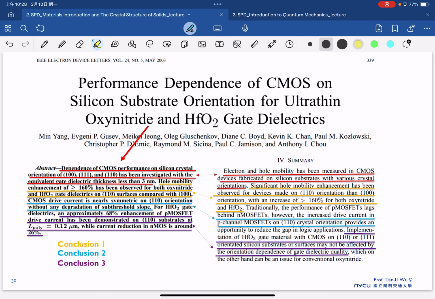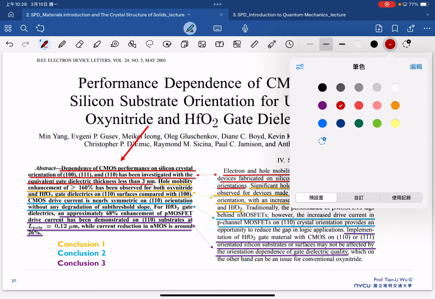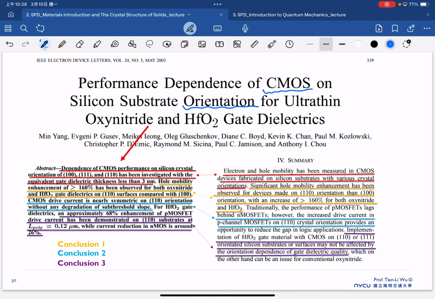Although here I'm not talking too much about the technical discussion, I think it will be interesting to understand how to organize the abstract and summary, and that would be helpful for everyone in the future who needs to write an English manuscript. So as I say, the key terms for the title are CMOS, orientation, and also the gate dielectric. In most cases you don't have to, but you can just follow this style.